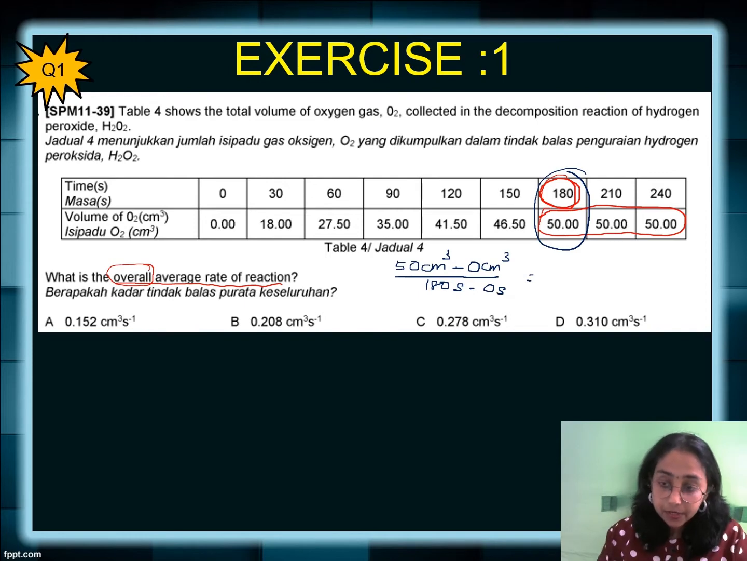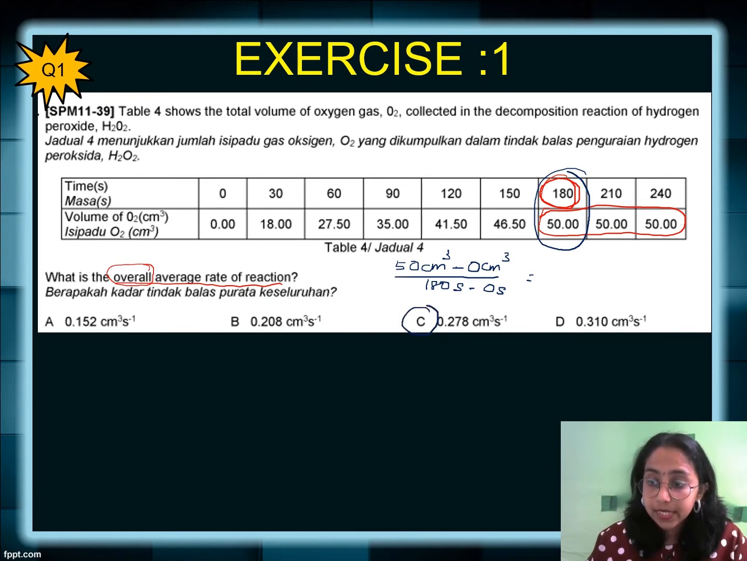So kindly press your calculator. 50 cm3, you divide it by 180 seconds. So what's the answer? Are you getting it now? Yes, you'll be getting 0.278 cm3 per second. So now this is a paper 1 question. The same question can be asked in your paper 2. So when you are doing the same question in your paper 2, kindly show your workings and make sure the unit you are stating is correct based on the data represented.